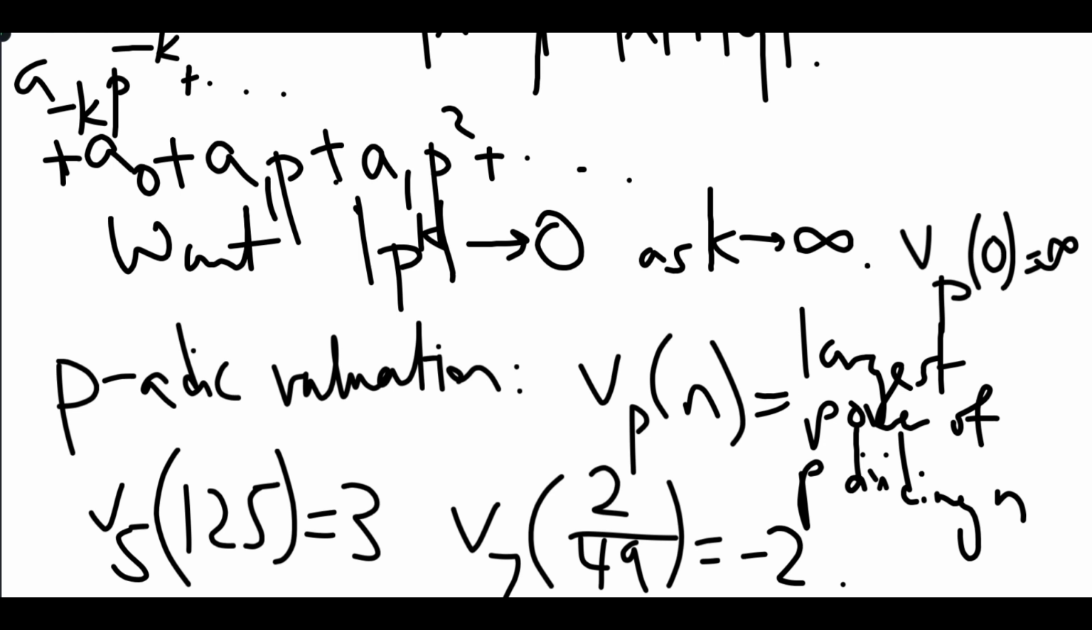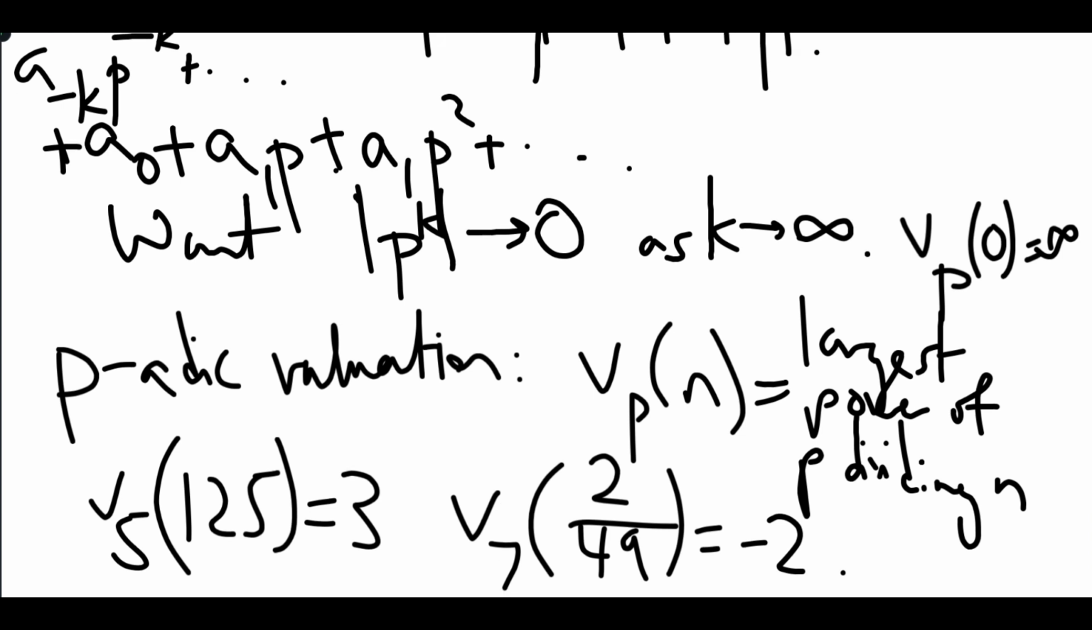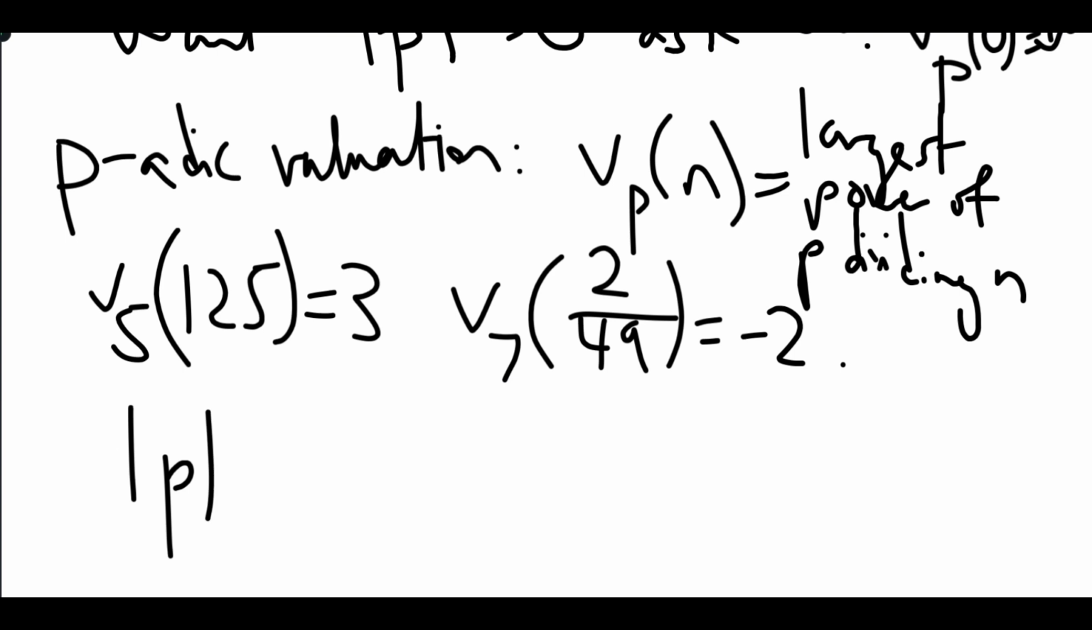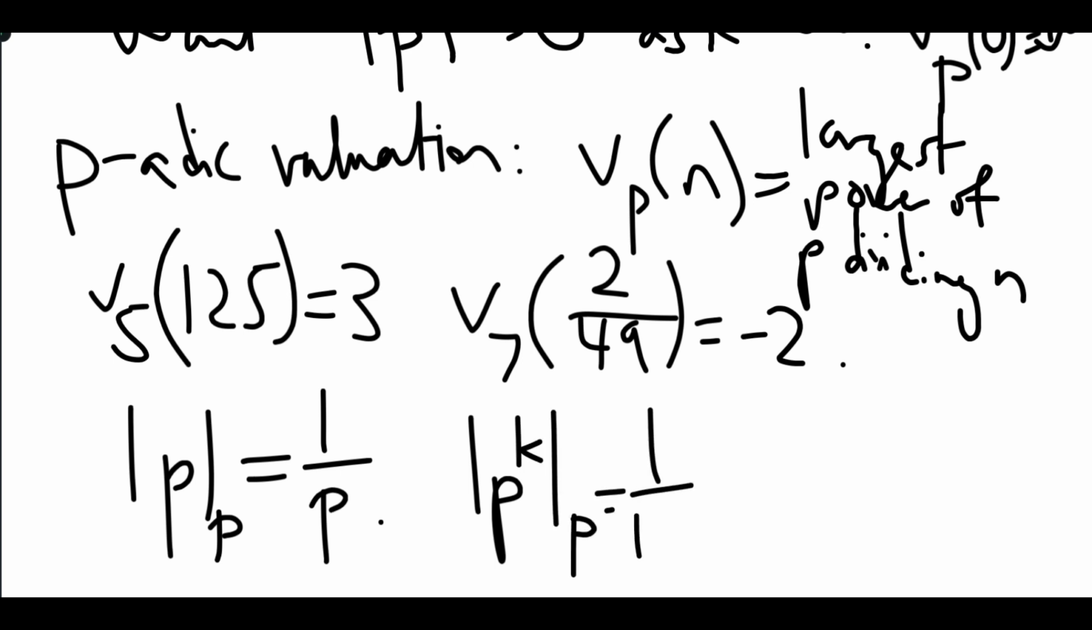Now, with this p-adic valuation, we can define our absolute value. Once you define this absolute value on p, you pretty much define it everywhere. We just want it to be less than 1. But it turns out to be most convenient to say that its absolute value is 1 over p. I'm going to write a subscript p, so there are a lot of p's floating around. But for the p-adic valuation, the absolute value of p is 1 over p. So in general, the absolute value of p to the k is 1 over p to the k.